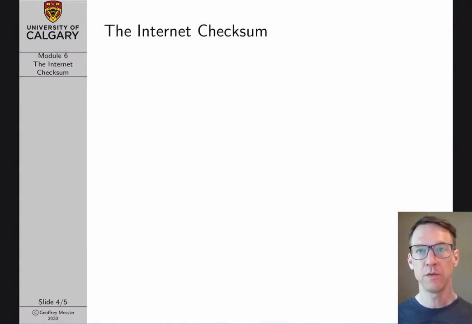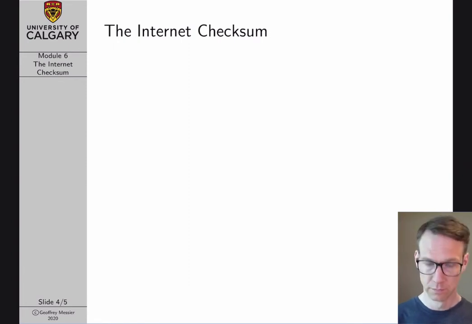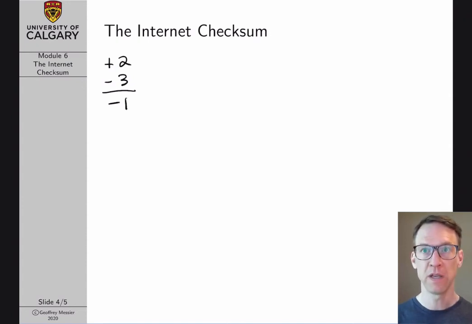Okay, so let's get into some examples. And the first thing I'm going to do before we do a checksum example is just to do a bit of a refresher or brief overview on 1's complement arithmetic. So let's say, for example, we want to add the number positive 2 to negative 3. Of course, the answer we're looking for is negative 1. We can add 1's complement numbers just by doing modulo 2 addition.